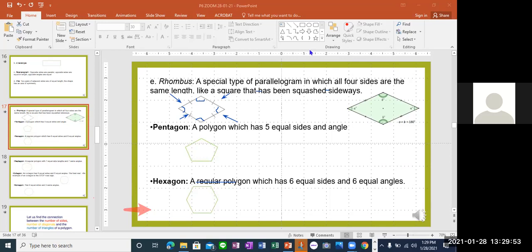Okay, so let's continue now. In this case, we have your pentagon. As usual, we always talk about the pentagon, having 5 equal sides and 5 equal angles. You also have the hexagon, which has 6 sides and 6 angles. So they are regular polygons.